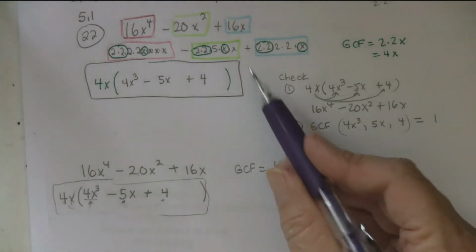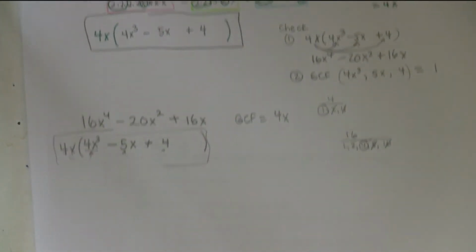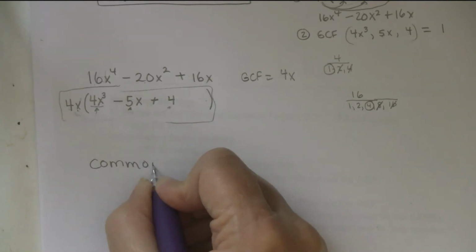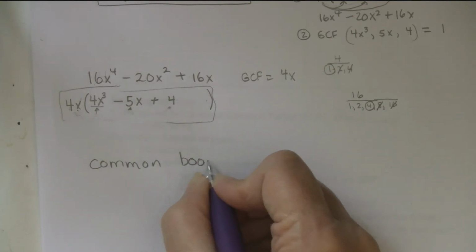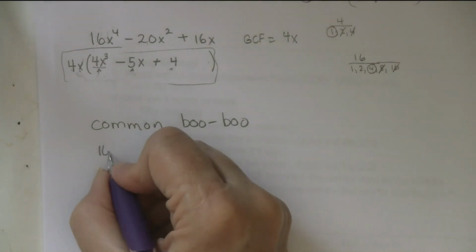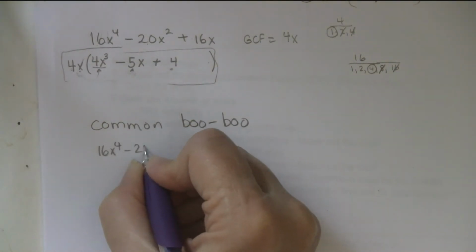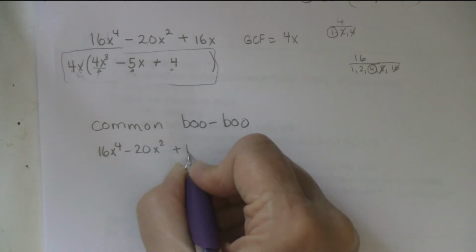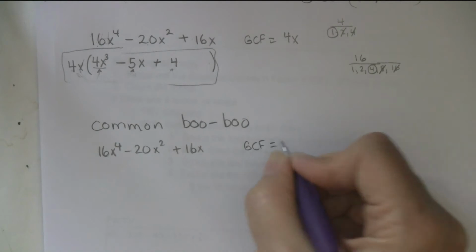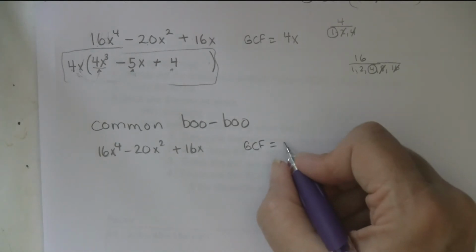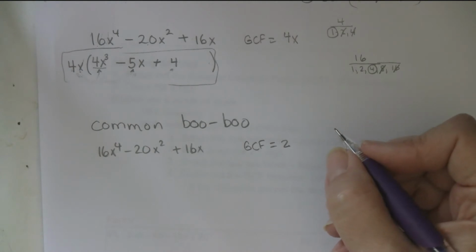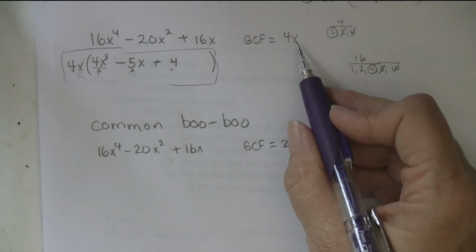And so this was with training wheels and without training wheels, and this is the most common mistake. I can't help myself. A common boo-boo. And I see this all the time, is that people will say that the greatest common factor is something other. So greatest common factor is, and they'll say perhaps just 2, or maybe they'll say 2x. Either way is a boo-boo, because remember it was 4x.